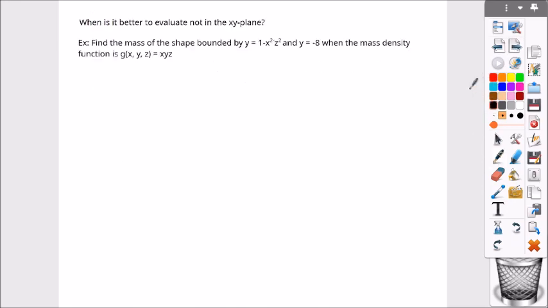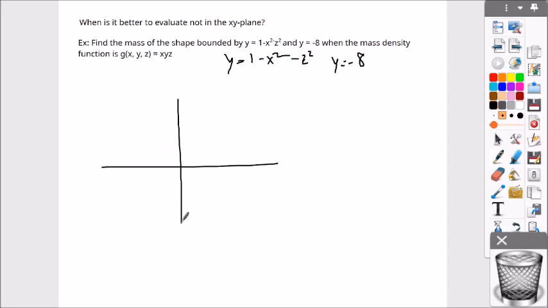Now, I've been doing xy planes, and I've been telling you that z simple is the best way, but sometimes it's not. And this is the time when it's not the best way. So let's find the mass of the shape bounded by y equals 1 minus x squared minus z squared, and y equals negative 8. So let's do this.